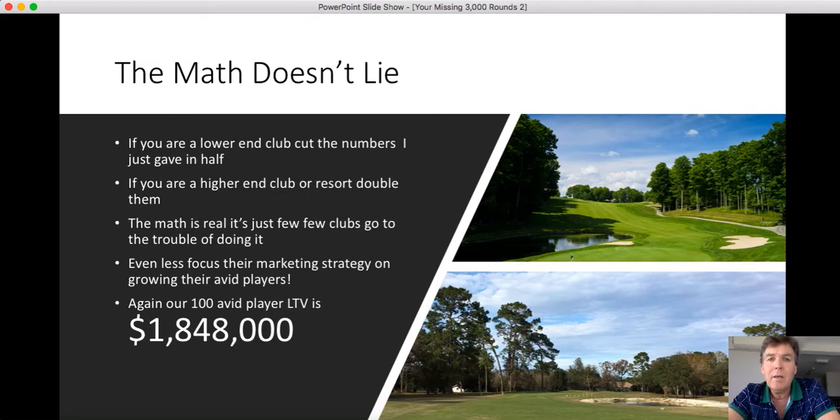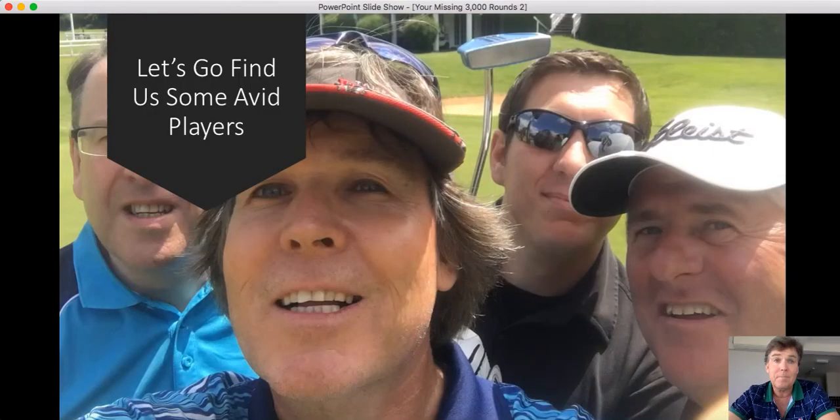The math doesn't lie. If you're a lower end club, you can cut the numbers in half and call your green fee $21. If you're a higher end club or resort, you can double your green fee and make it $84. The math is real. It's just that very few clubs go to the trouble of doing it. Even less focus their marketing strategy on growing their avid players. Again, our 100 avid players alone, lifetime value, not adjusted for inflation, is $1.8 million plus another $48,000. Let's go find some avid players.